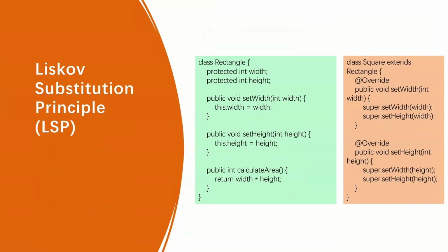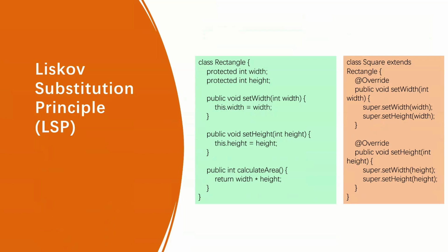In this implementation, square extends rectangle, which seems logical at first since a square is a rectangle. However, it violates the LSP because a square behaves differently from a rectangle. Specifically, setting the width or height of a square should set both dimensions to the same value, while for a rectangle, they can be set independently.